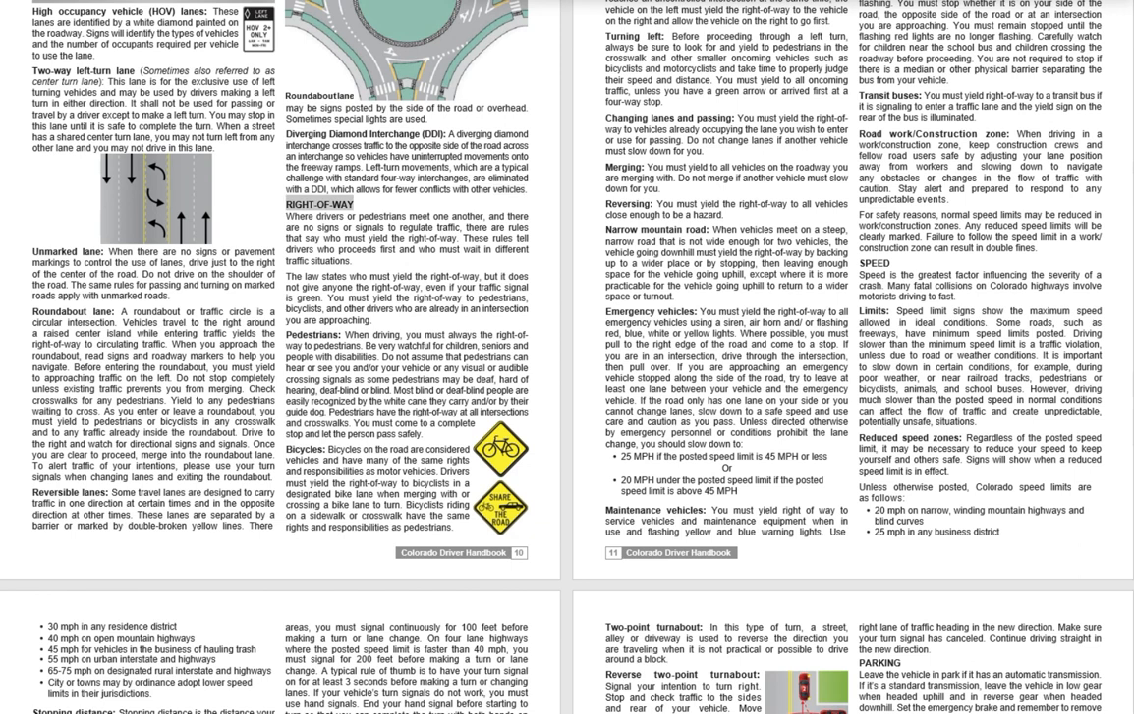Right-of-way. Where drivers or pedestrians meet one another, and there are no signs or signals to regulate traffic, there are rules that say who must yield the right-of-way. These rules tell drivers who proceeds first and who must wait in different traffic situations. The law states who must yield the right-of-way, but it does not give anyone the right-of-way, even if your traffic signal is green. You must yield the right-of-way to pedestrians, bicyclists, and other drivers who are already in an intersection you are approaching.